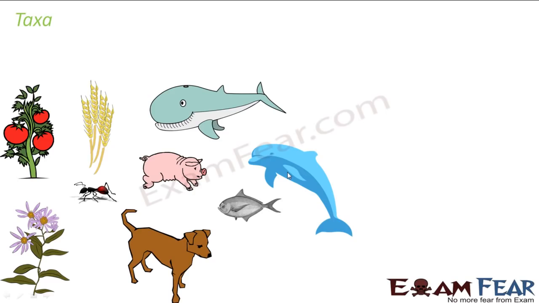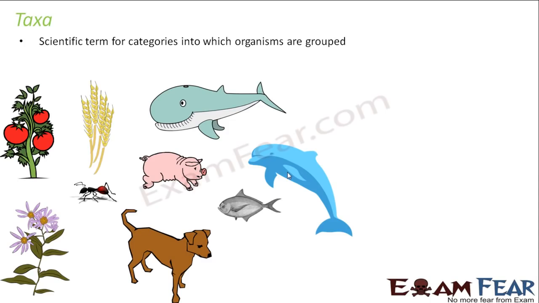Now, how will we name organisms? By identifying them. So we need identification. Now, identifying so many animals is again difficult. So we need classification. When we were talking about classification, I told you that the organisms with similarities are grouped together in one group or in one category. So taxa is nothing but a scientific term for these categories. Each of these categories, into which the organisms are grouped, is known as a taxa.